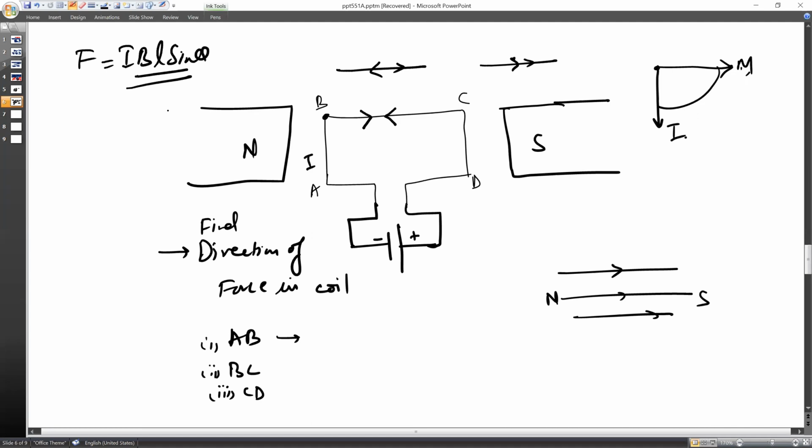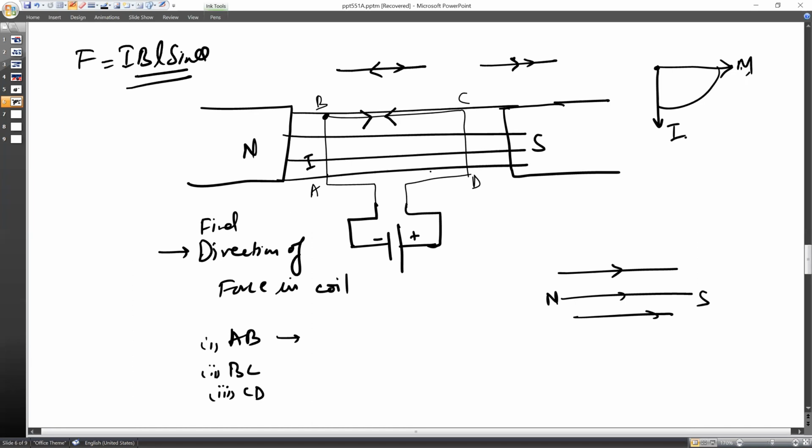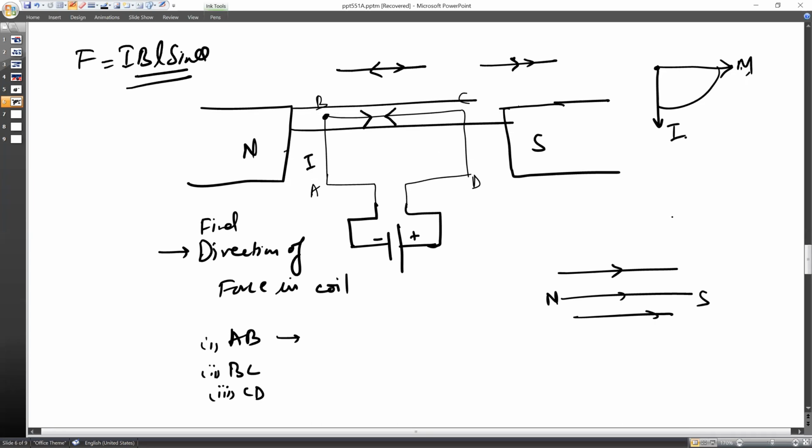Sir, can you explain that again? Because you know the magnetic field is from north to south always. So here the direction of magnetic field is in this plane, towards the x-axis. And the direction of current is also in the x-axis, because the current will be coming like this. So here in this BC coil, the current is in this direction and the magnetic field is in this direction.